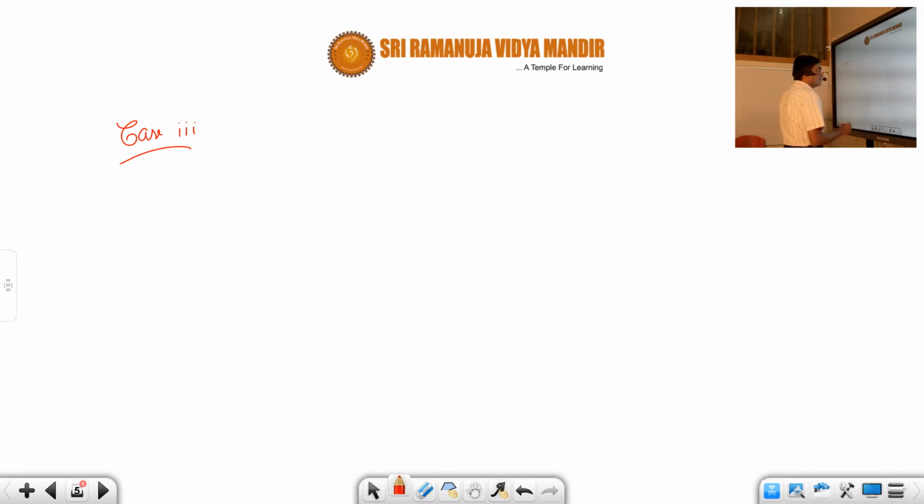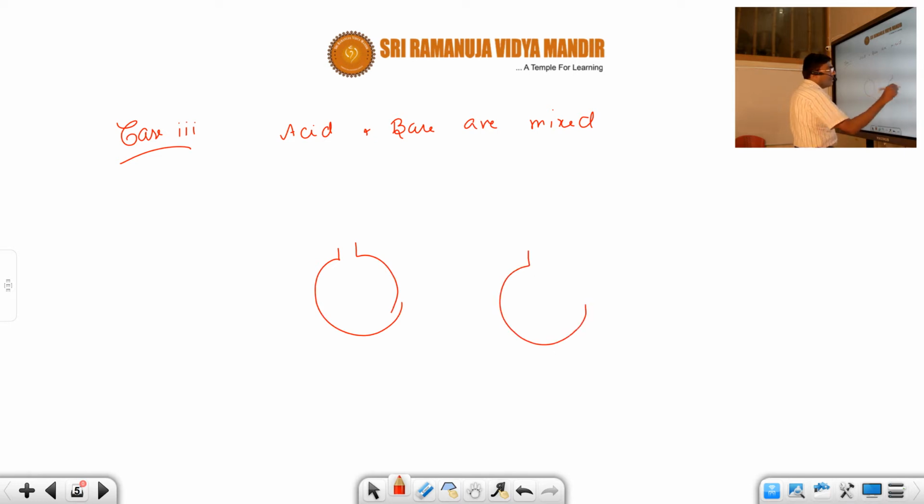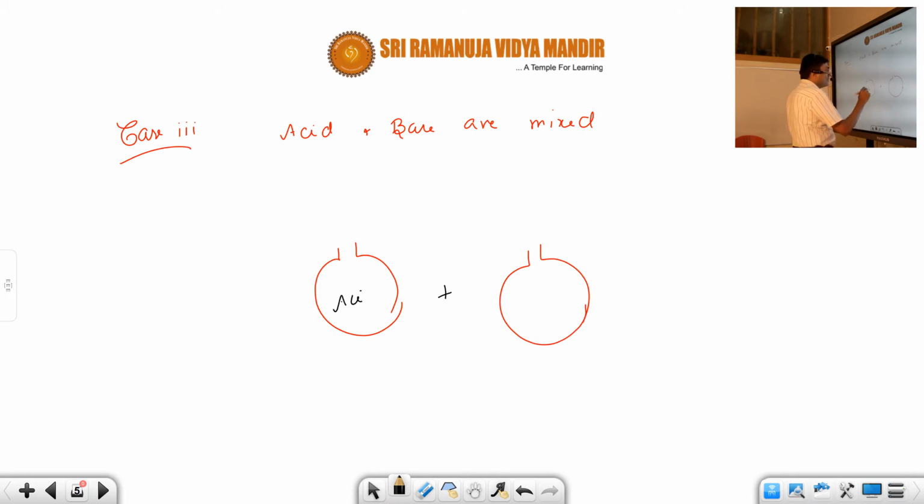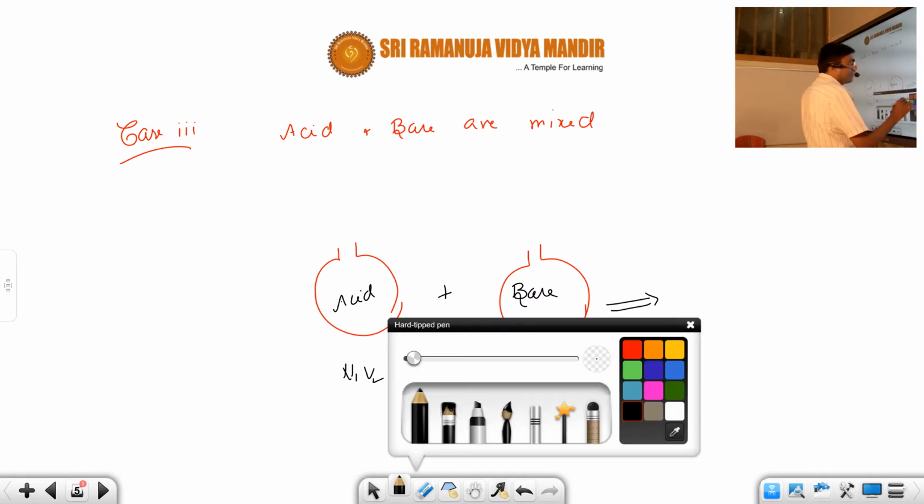Case 3 is as follows. When an acid and a base are mixed, what happens? Neutralization takes place. So in this case you have an acid and you also have a base. Agreed? Acid is N1 V1, base is N2 V2, and when you mix an acid and a base they form salt.